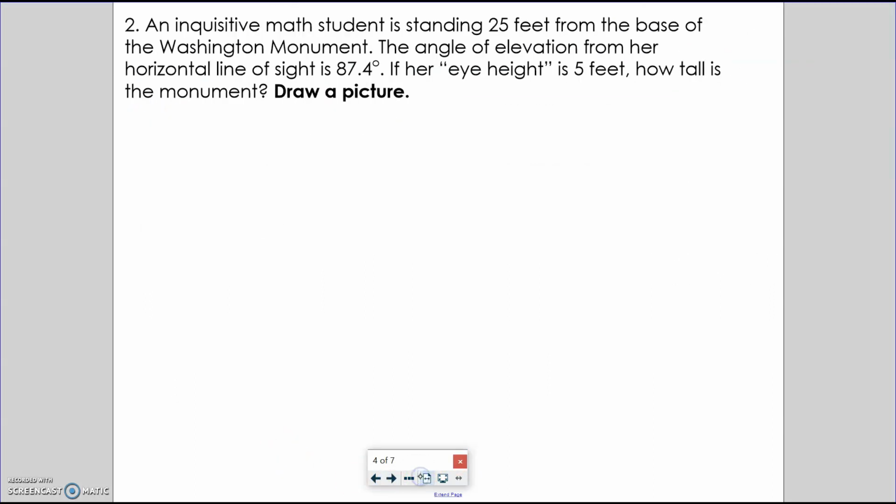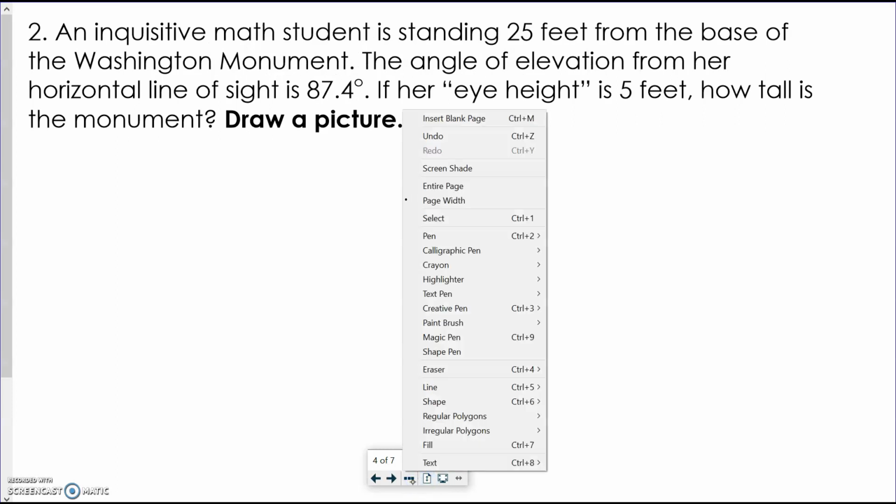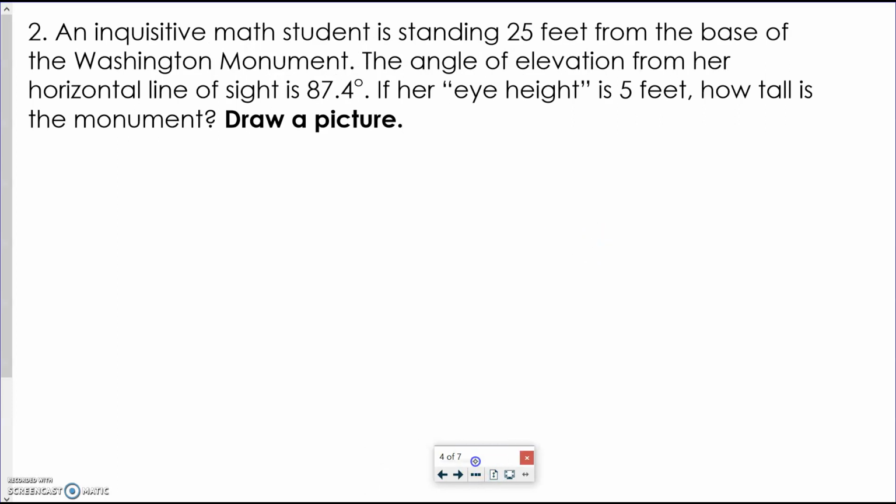All right, so another example here. You have a math student that is standing 25 feet from the base of the Washington Monument. The angle of elevation from her horizontal line of sight is 87.4 degrees, and her eye height is 5 feet. How tall is the monument?